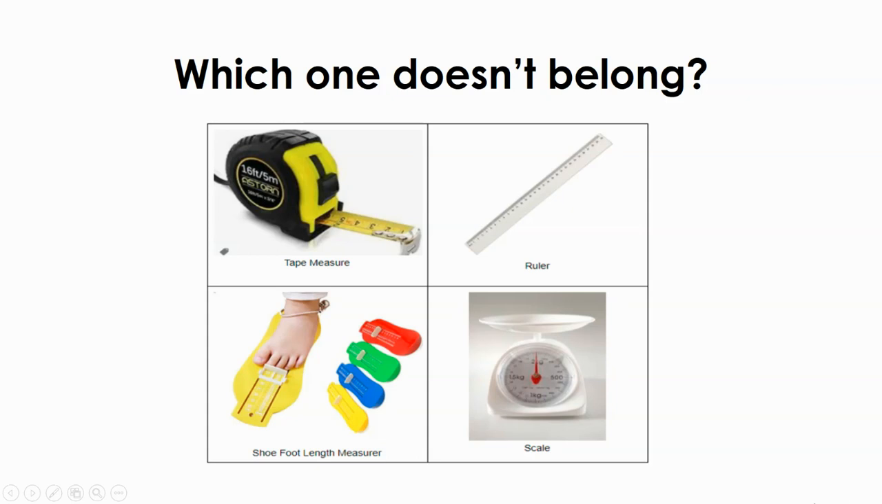So I want to show you which one I thought doesn't belong. I decided that the scale does not belong. The reason why is I noticed that all four of these pictures were tools that we use to measure, okay? But these three pictures, the ruler, the tape measure, and the shoe foot length measurer, they all measure the length of things, how long something is. And I noticed that the scale does not measure the length. Usually I put something on a scale if I want to see how much it weighs, right? So that is why I chose the scale as the one that does not belong. Great job if you chose that one.